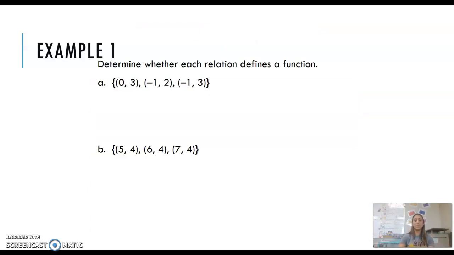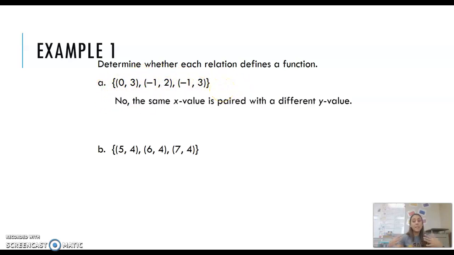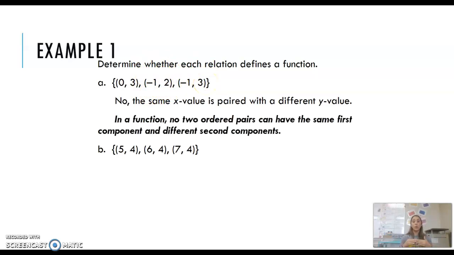So if we're looking at these ones, these are called sets. This is a set of points. And what we're looking for is, does it define a function? So are any of the x values repeated? Yes, the same x value pairs with a different y value. So if I said, what does -1 equal? You would have to say 2 or 3. So in a function, no two ordered pairs can have the same first component, meaning x value, and a different y value. Does that make sense?